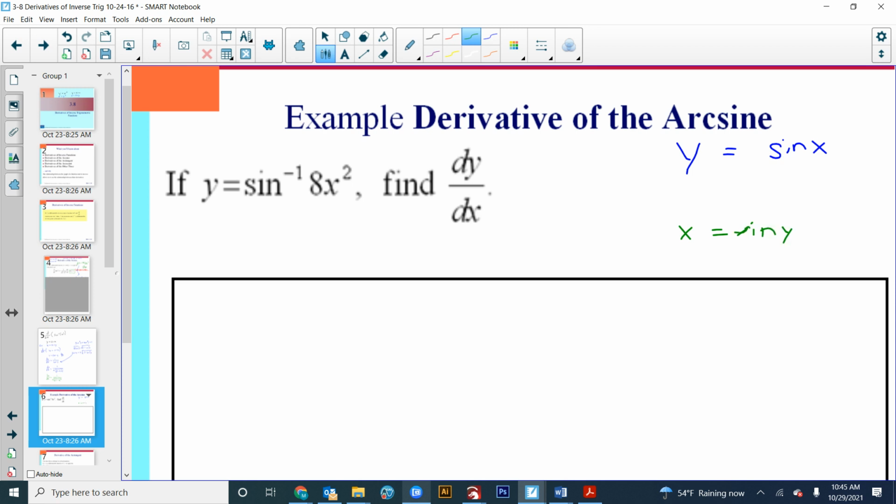Switch x and y. Now, what if I said, okay, solve for y? What would you do? Because if we wanted to graph it, we switch x and y and we solve for y. How do you get rid of this sine? It's sine of y. How do you get rid of a sine? Times my inverse.